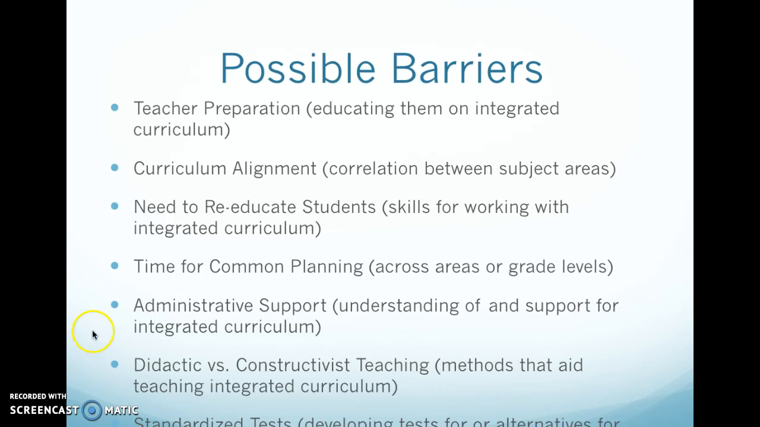So some barriers you may want to consider looking at are teacher preparation, aligning curriculum, how's the correlation between subject areas, need to re-educate students because they don't necessarily have skills for working with integrated curriculum. Time for common planning. How do we get together as teachers in different content areas and work together? How much does our administration support us? Do they really understand what we're trying to do?